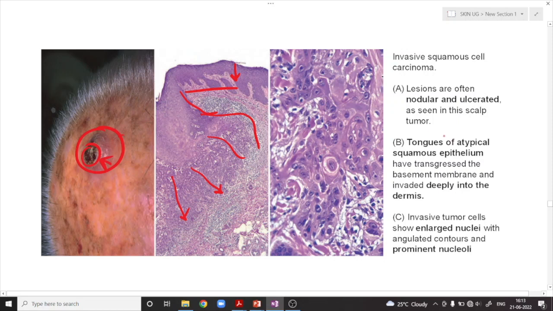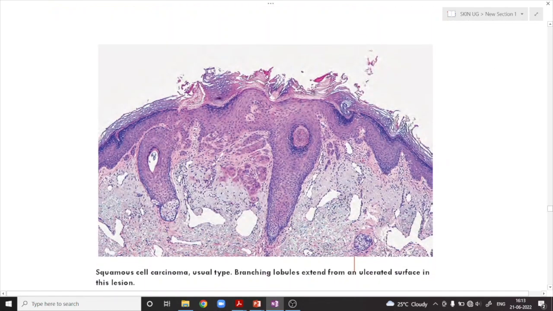So you can see the tongues of atypical squamous epithelium, they have transgressed, they have crossed the basement membrane, and they have deeply invaded into the dermis over here. Okay, now very important, individual cells, if you see, have very large, enlarged pleomorphic nuclei, and they might also have very prominent nucleoli, a very important feature of squamous cell carcinoma.